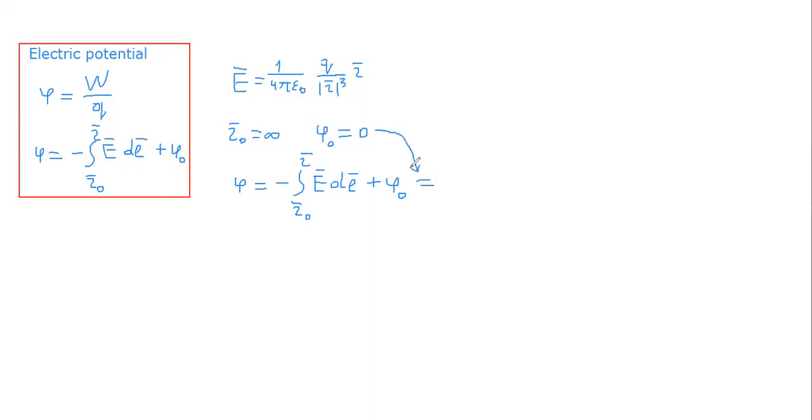Let's take into account this will be minus integral from infinity to r, E dl, and it is equal to, if we take into account this minus, we can write this with changed places of integral limits. Integral from r to infinity E dl.